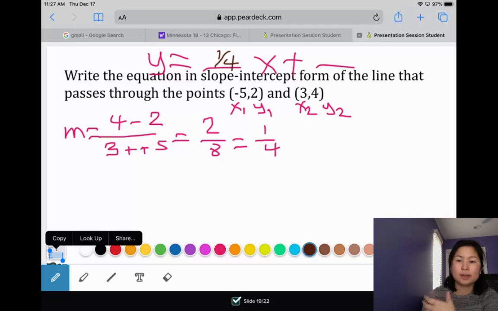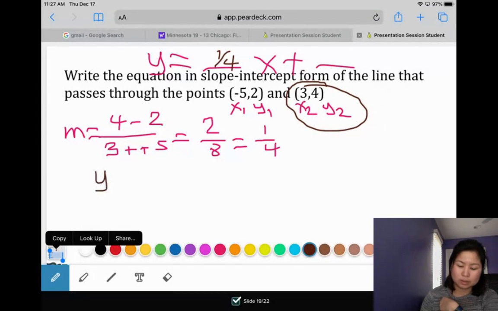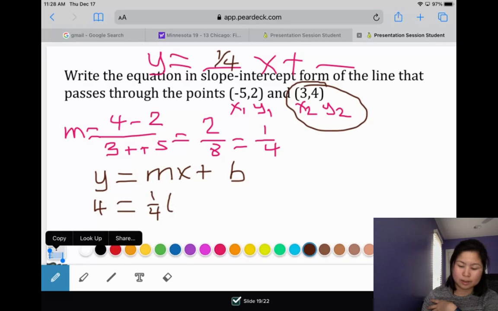To find the y-intercept, you can choose one of the points. For me, I don't like negatives, so I'm going to choose this one, because the other one has a negative. So this is the general equation. I need to replace each value. So the y is 4, the slope is 1 over 4, and the x is 3.